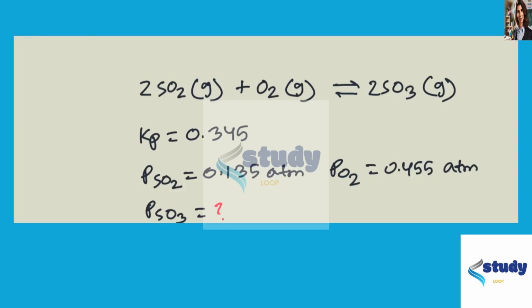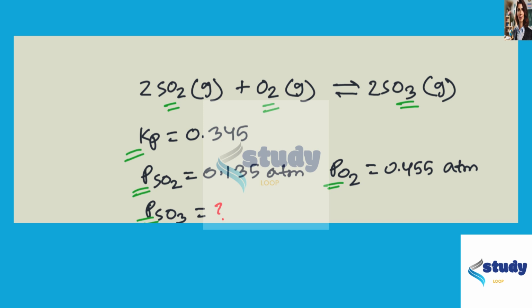So in this problem, we are given the reaction equation of the formation of sulfur trioxide from the reaction of sulfur dioxide and oxygen. We are given the value of Kp for this reaction, and we are given the equilibrium partial pressure for sulfur dioxide and oxygen, and we are asked to find out the equilibrium partial pressure for sulfur trioxide.